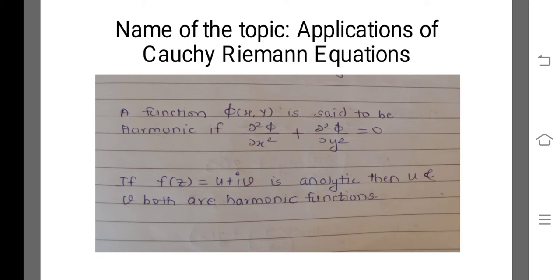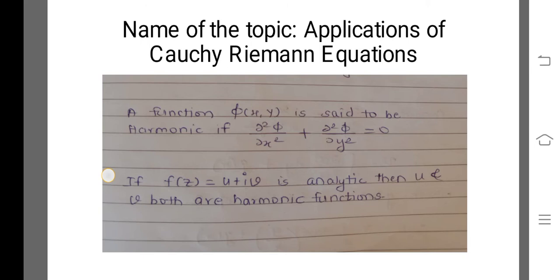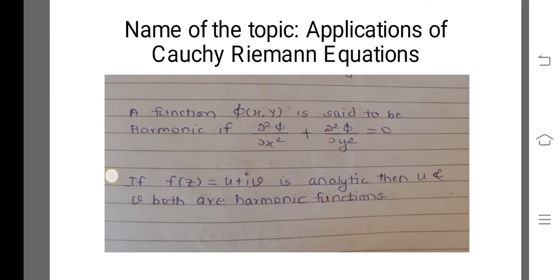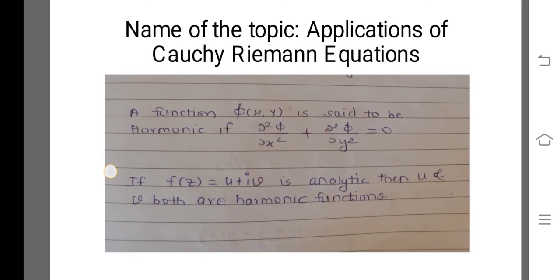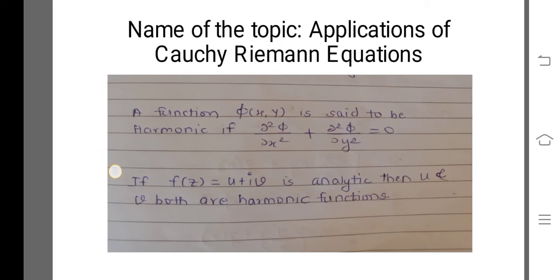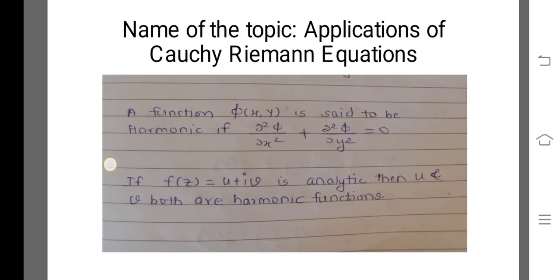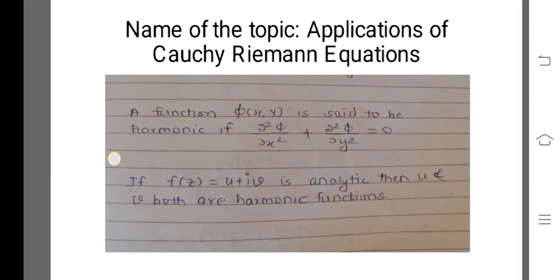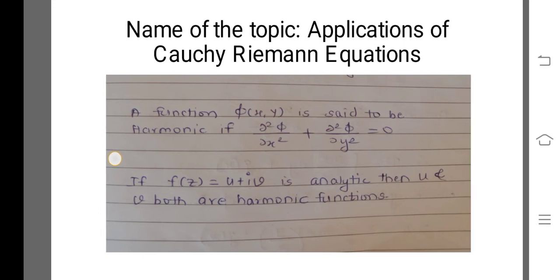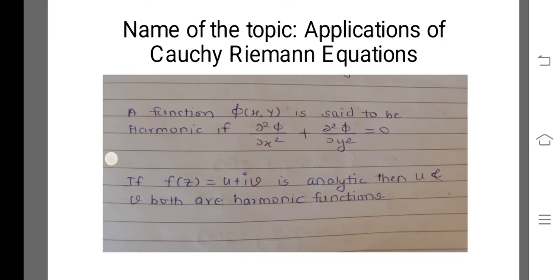Then let's come to harmonic functions. A function phi(x,y) is said to be harmonic if ∂²phi/∂x² plus ∂²phi/∂y² is equal to 0. If f(z) equal to u plus iv is analytic, then u and v both are harmonic functions. That is, we have ∂²u/∂x² plus ∂²u/∂y² equal to 0 and ∂²v/∂x² plus ∂²v/∂y² equal to 0.